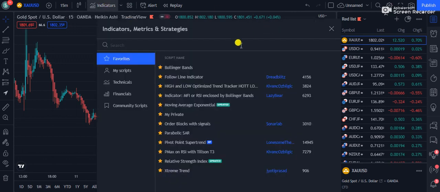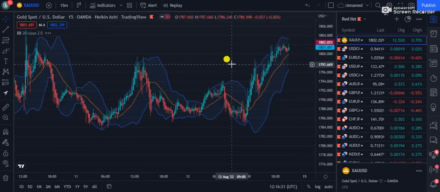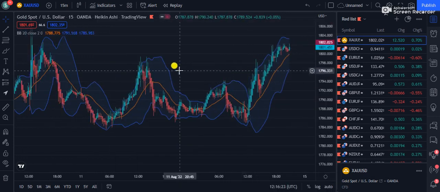Right, so the first indicator that we will be using is the simple Bollinger Bands. Please note that we do not need the Bollinger Bands by any author. It should be simple in nature, exactly like this that you can see on my screen, right?